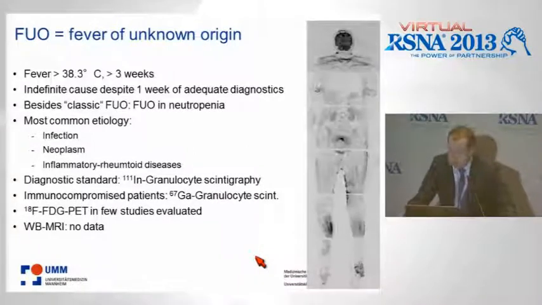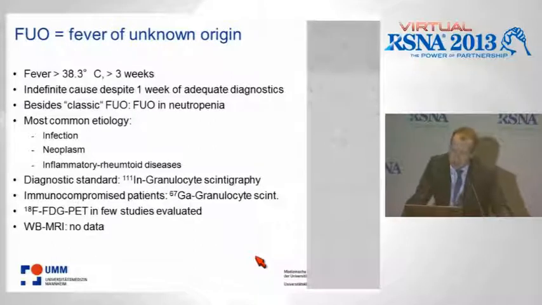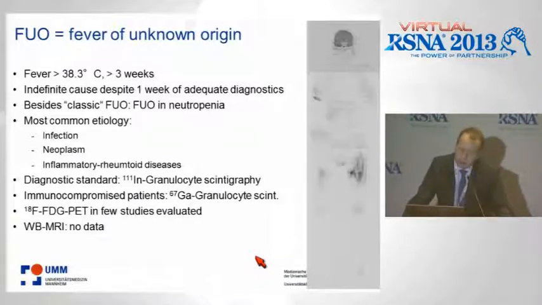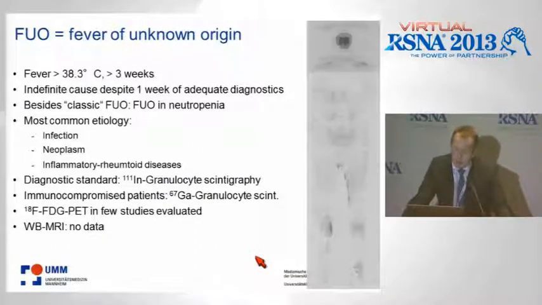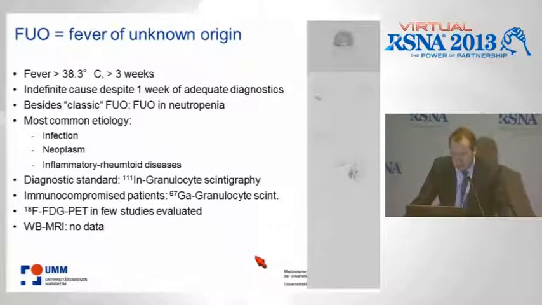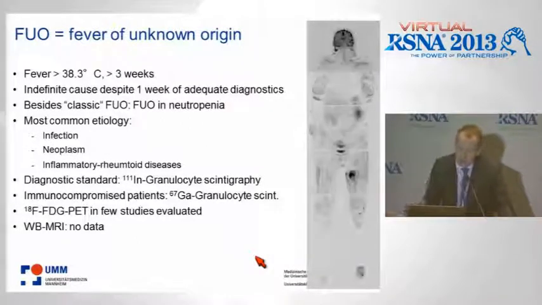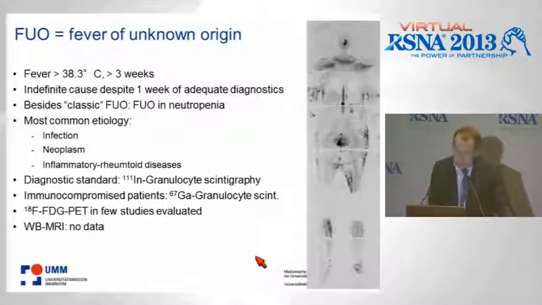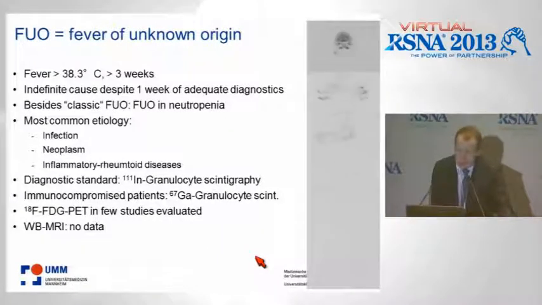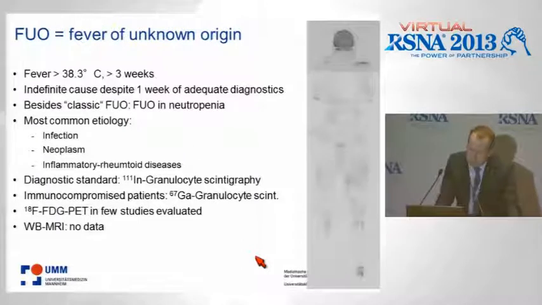This is the fever of unknown origin protocol. It's defined by fever of more than 38.3 Celsius and chronic, more than 3 weeks. And it's basically an indefinite course despite 1 week of adequate diagnosis. And most common etiologies are infections, neoplasm, inflammatory diseases. And in the past, we only had indium-111 granulocyte scintigraphy or, as mentioned, PET. And for MR, there was really no data.